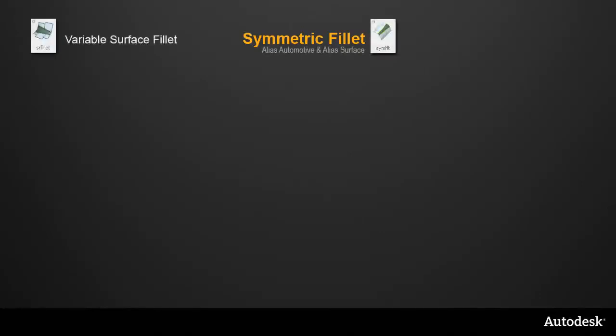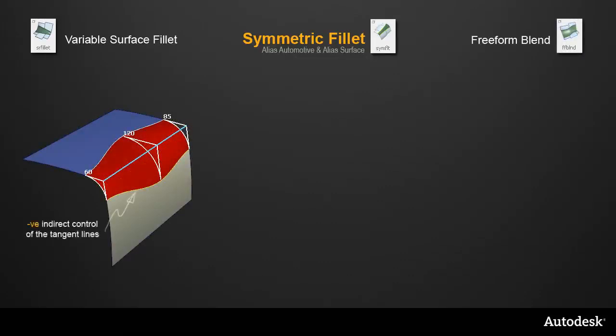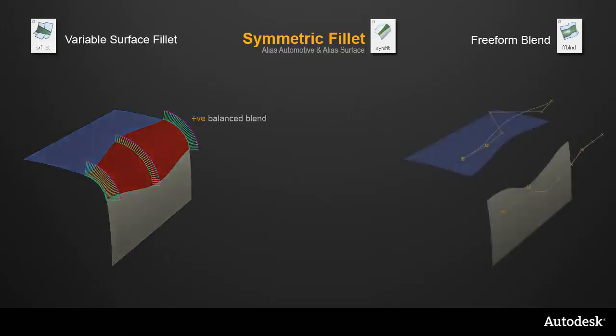Explicit control and the form factor are also applied to a new tool, Symmetric Fillet, which is available in the automotive and surface versions of Alias 2012. In terms of functionality, it sits between a variable surface fillet and a freeform blend. The variable surface fillet is controlled by different radii at different locations, so you don't have direct control of the tangent lines. But it has the advantage of creating a perfectly balanced blend, in this case a circular arc.